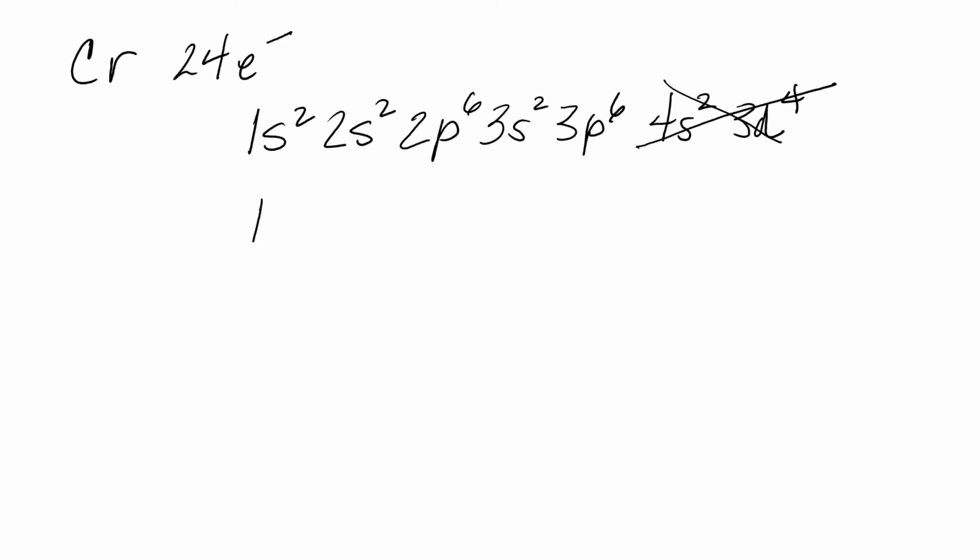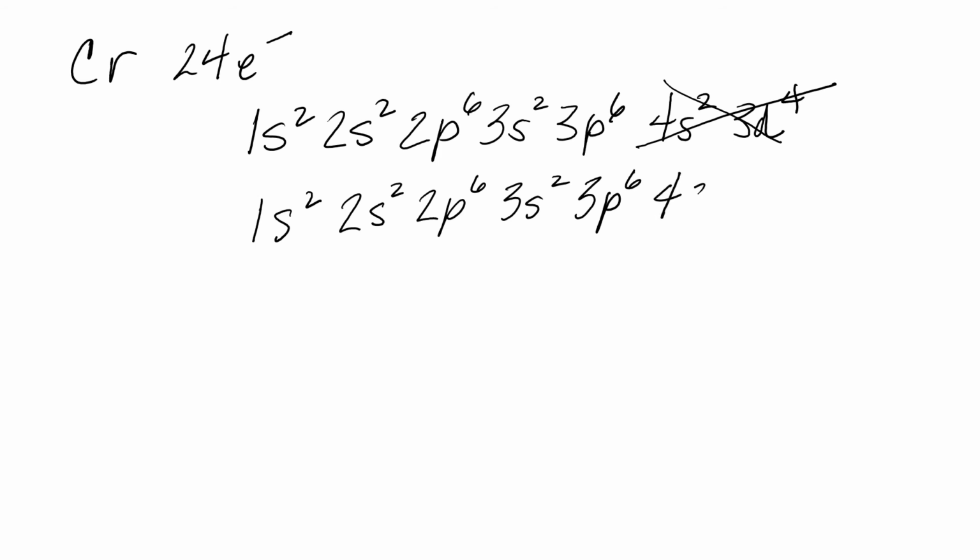The correct configuration for chromium: 1s2, 2s2, 2p6, 3s2, 3p6, and when we get to that s subshell, we only have one electron, and we promoted one to the d subshell. So now we have a half-filled d subshell.